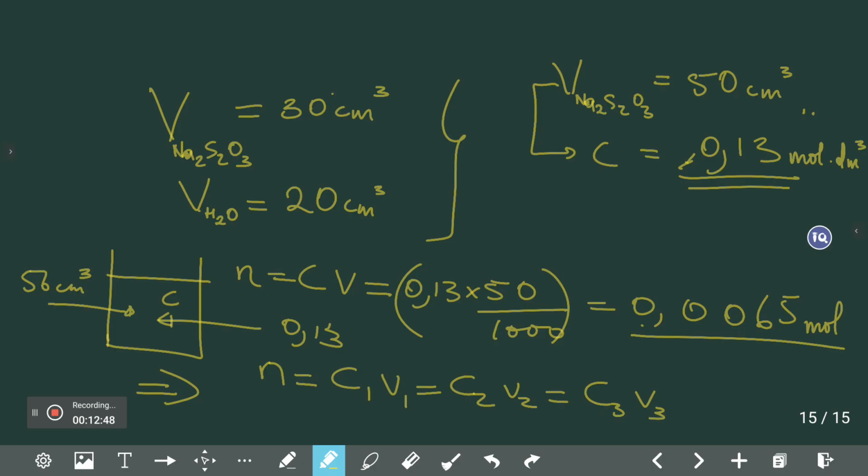So you are taking only 30 centimeter cubed. No, but we are keeping this thing here to be 50. Is it 50? So 40, 10, 20. Okay.